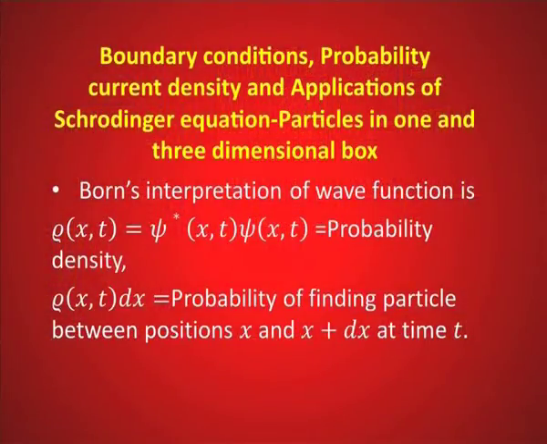Now, Born's interpretation of wave function is rho equals psi star psi, and this is probability density, and rho dx is probability of finding the particle between positions x and x plus dx. It is a very fundamental postulate and it gives you the physical significance of wave function psi. So, psi star psi dx is the probability.